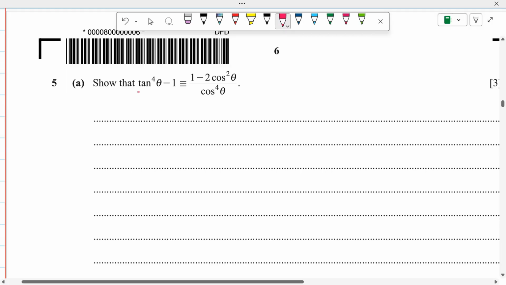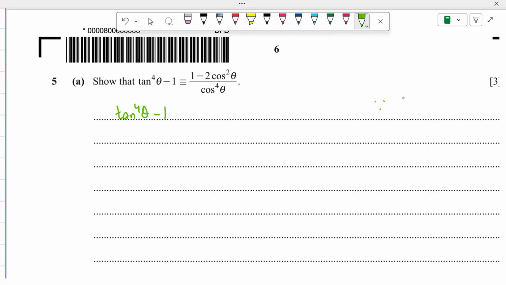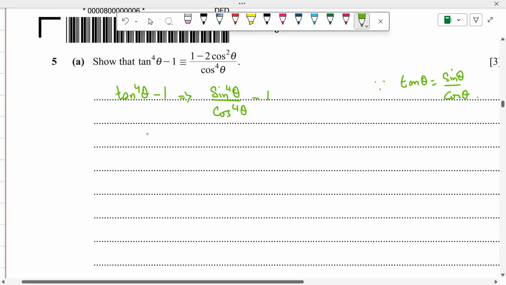Question number 5. Show that tangent to the power of 4 theta minus 1 is equal to 1 minus cos squared theta over cos to the power of 4 theta. Okay, we are given tangent to the power of 4 theta minus 1. And we know that tangent theta is equal to sine theta over cos theta. So this expression will become sine to the power of 4 theta over cos to the power of 4 theta minus 1.